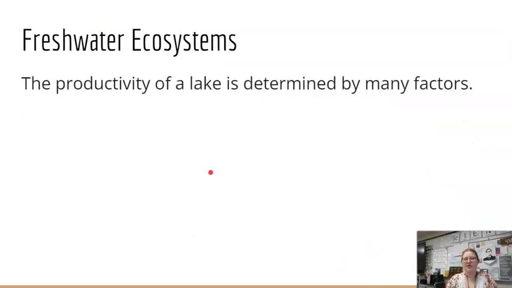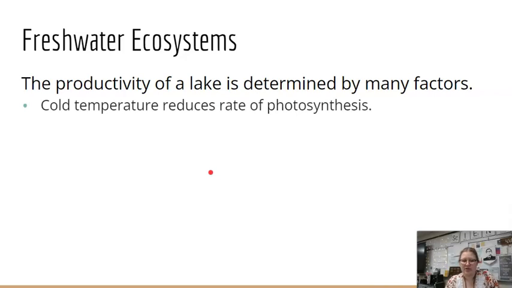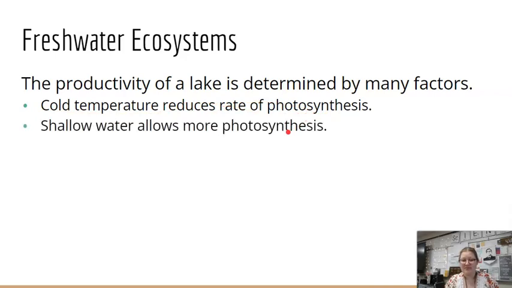All right, so freshwater ecosystems. The productivity of a lake is determined by many factors. So if it is really cold, then if you remember back to chemistry, heat is a sort of energy and it helps chemical reactions happen more frequently, faster, all of those things. So if we have cold temperatures, those reactions are happening at a lower rate, which means it's also going to affect photosynthesis. So cold temperatures means lower rates of photosynthesis.